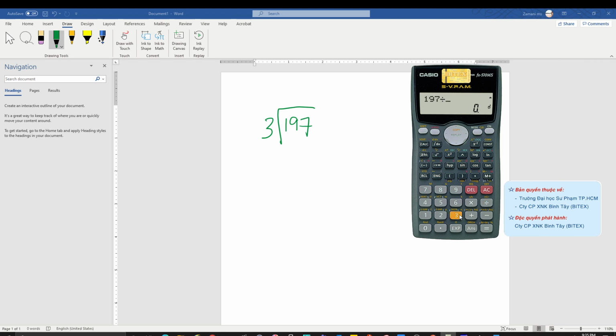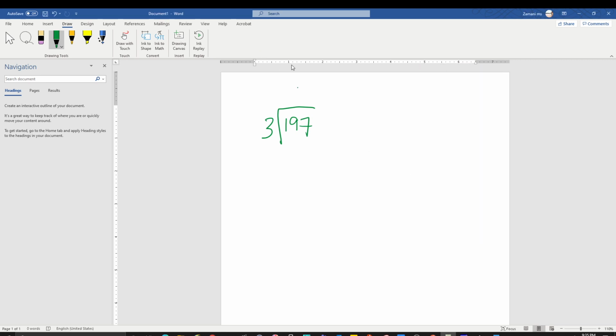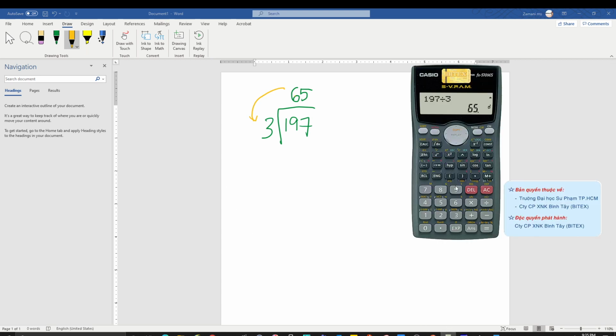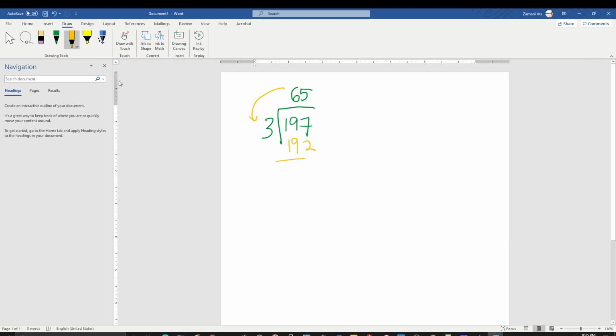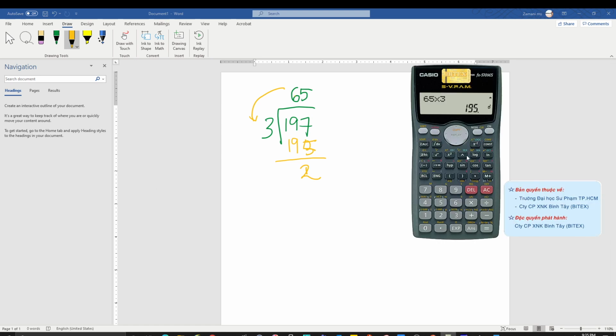197 divided by 3. You can get this answer 65 here. Remember that? This is 65. Then what you do is 65 times 3. Okay, 65 times 3 is equivalent to 195, and your balance will be 2. Okay, so this is how you can do a shortcut in your calculator.